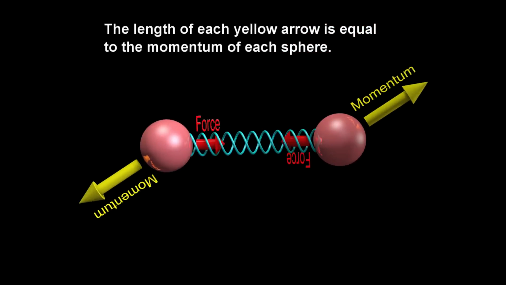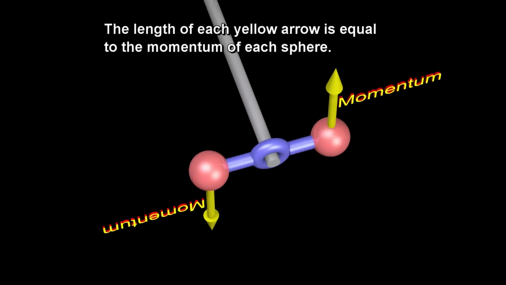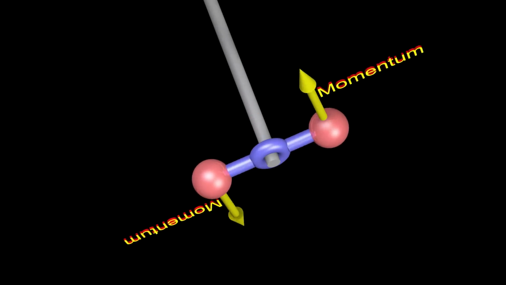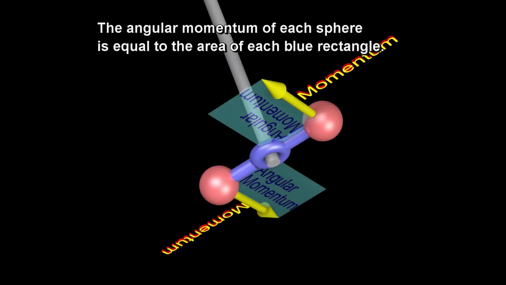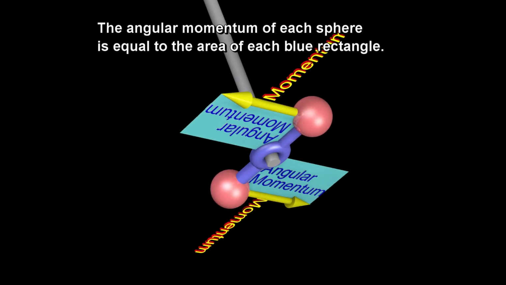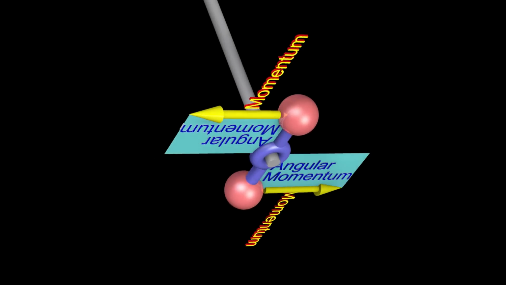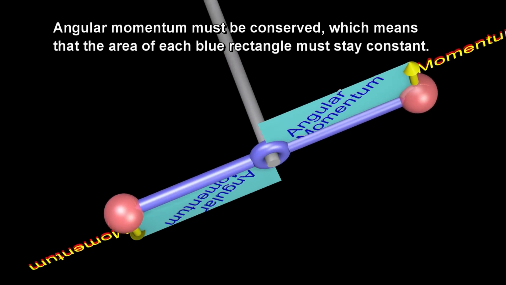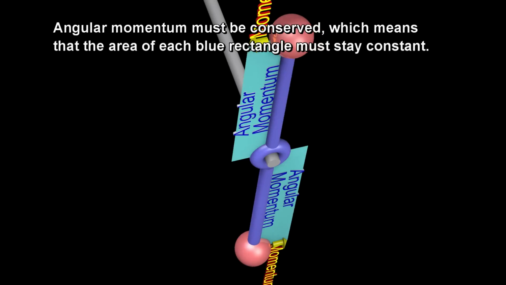The length of each yellow arrow is equal to the momentum of each sphere. The angular momentum of each sphere is equal to the area of each blue rectangle. Angular momentum must be conserved, which means that the area of each blue rectangle must stay constant.